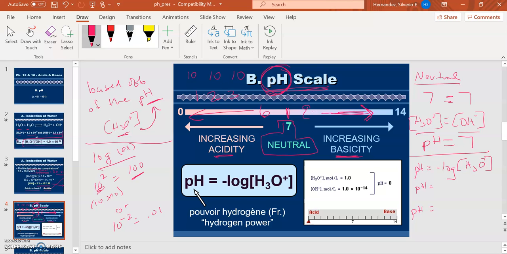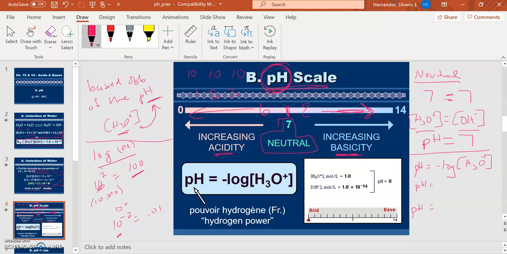Well, what if I'm dealing with a very small concentration like 0.01? If I still have the same base of 10, I would raise it to the -2, and that would give me 0.01. So when we're dealing with concentrations of these two ions, we're usually dealing with these kinds of numbers because they're very small, as you saw in the last slide. So that's where this equation comes in. If I want to determine the pH value from this concentration, I would do a negative log of the concentration to determine the value of the pH that I'm going to put up here on the scale.